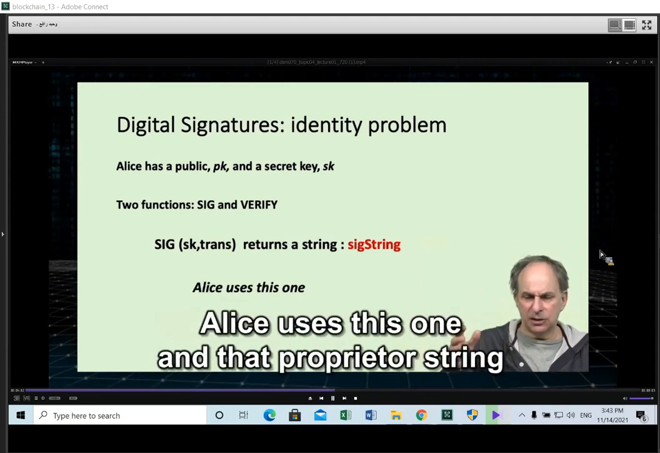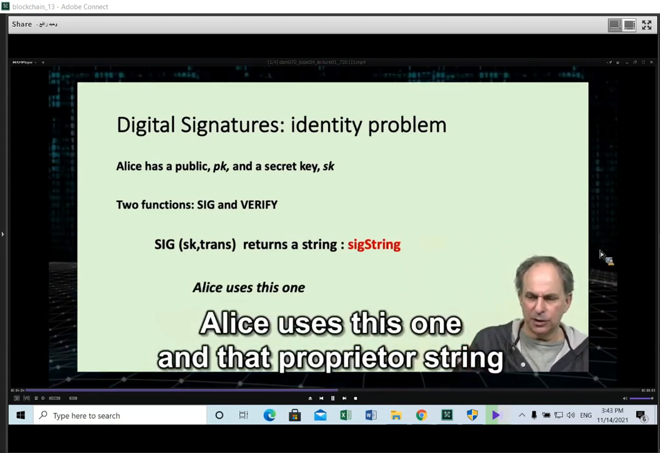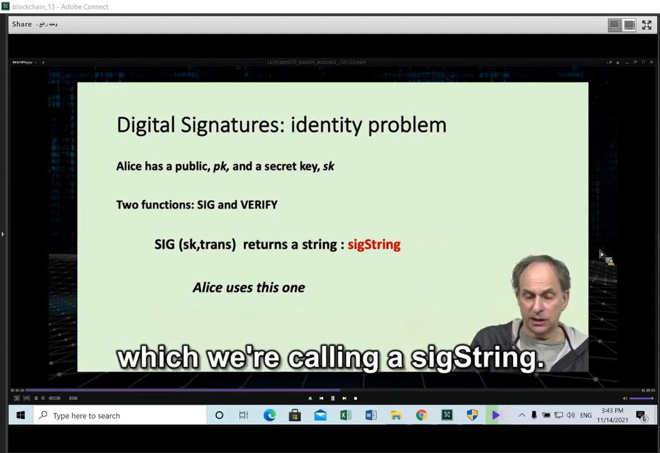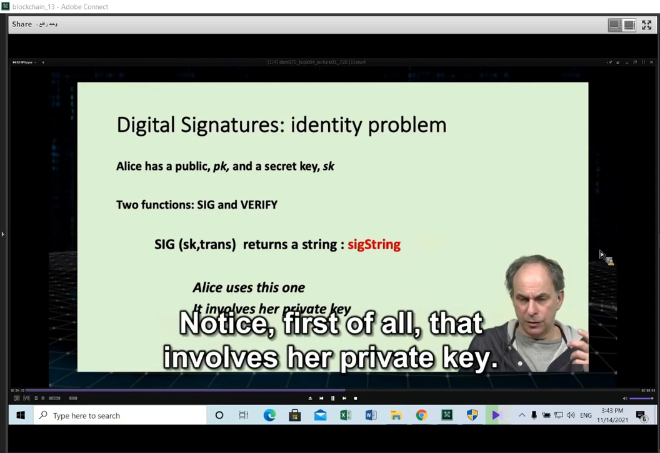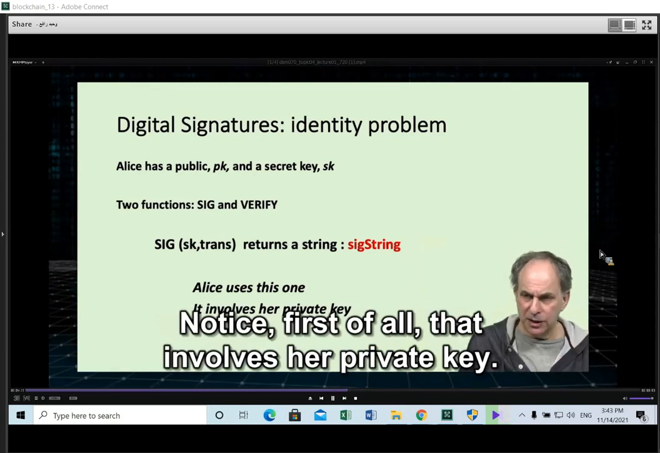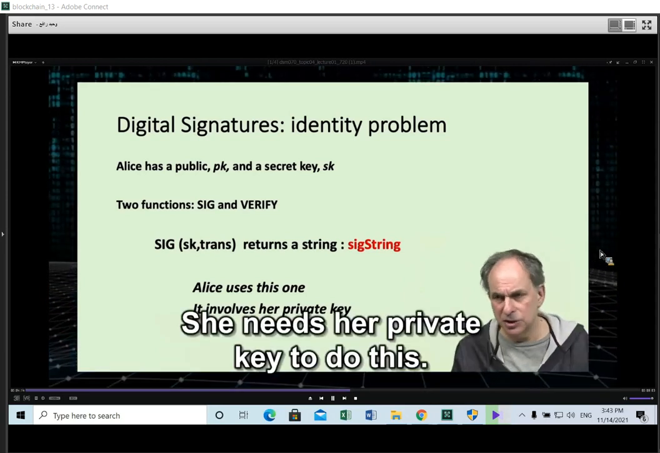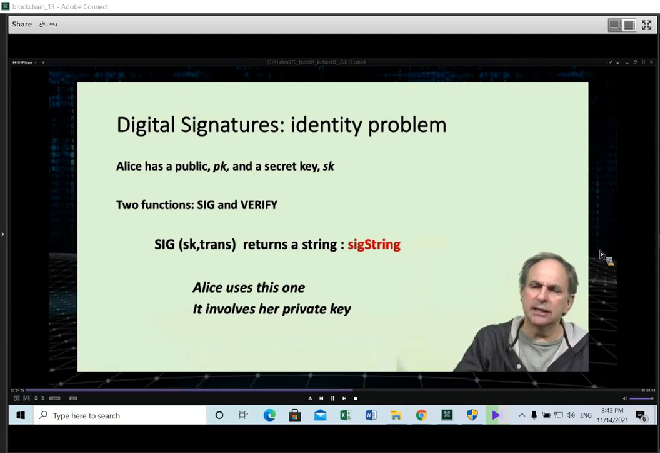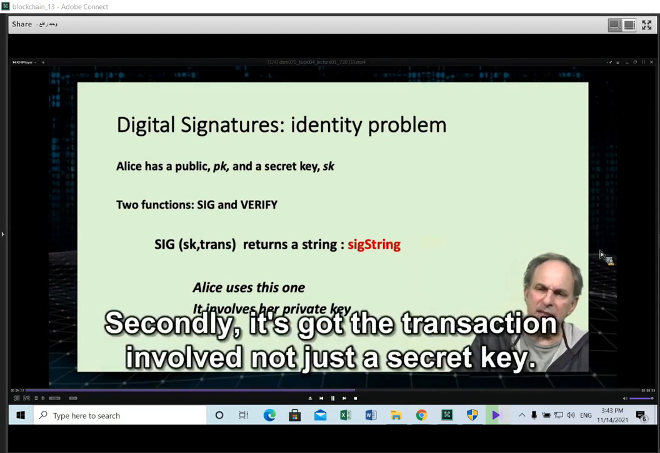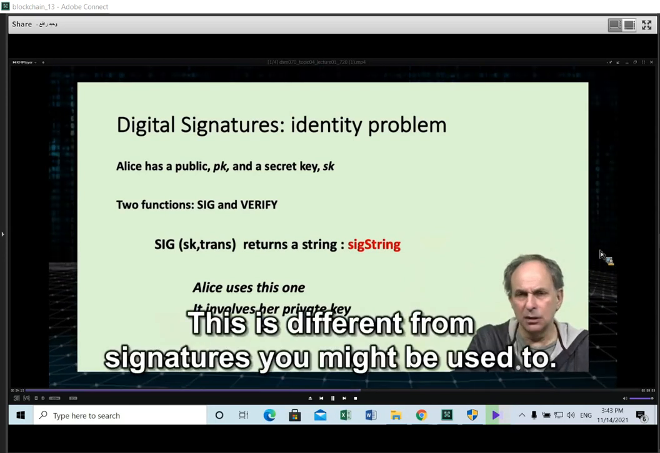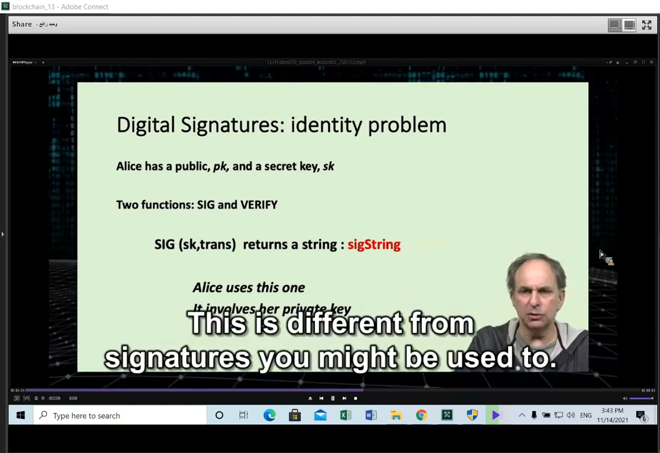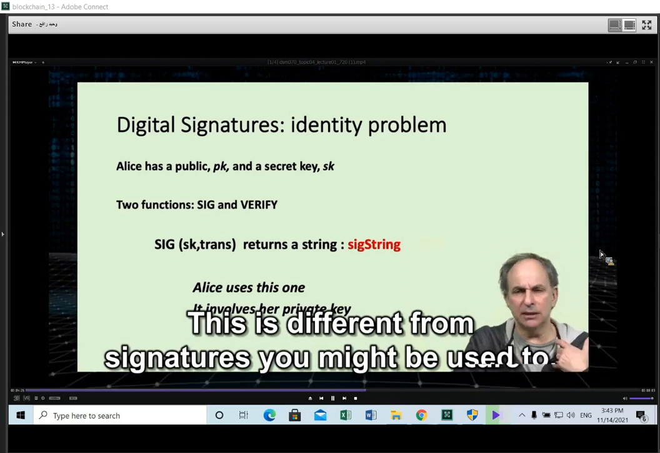And secondly, it's got the transaction involved, not just the secret key. Now, this is different from a signature as you might be used to, right? My signature is my signature. It's not a different signature for every contract I sign. It's the same signature. And that's a danger, right? Because as soon as somebody has my signature once, they can copy it and use it to sign all sorts of things as me. And that's not great, right? From a point of view of security.